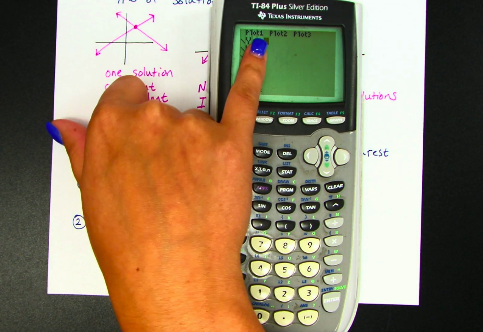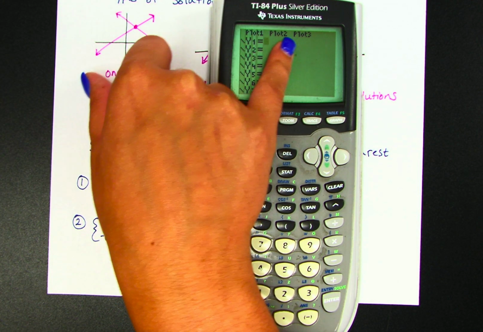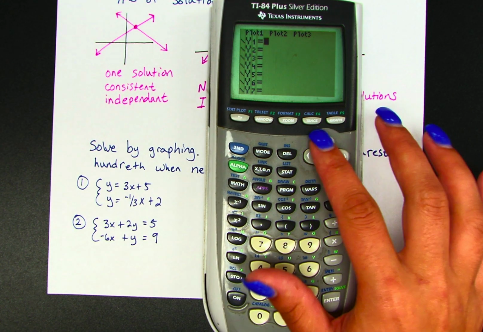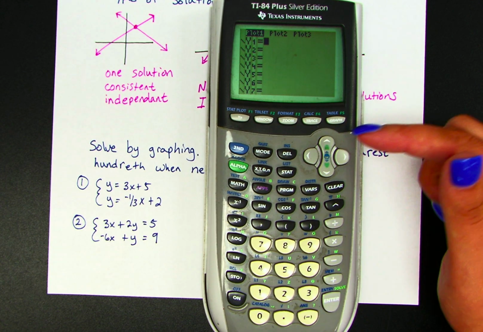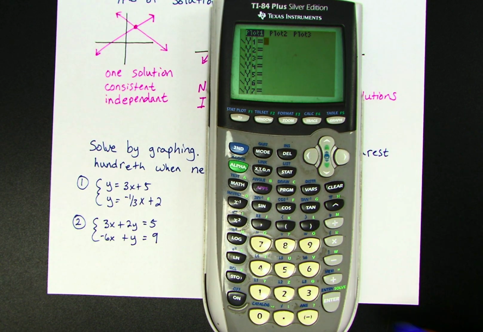We also want to double check to make sure that these up here are not highlighted. For example, if it looked like this, we would need to deselect that by just arrowing up and then pressing enter and then arrowing back down to deselect it. So we want a completely blank screen with nothing highlighted.